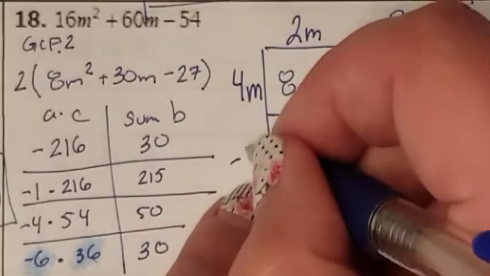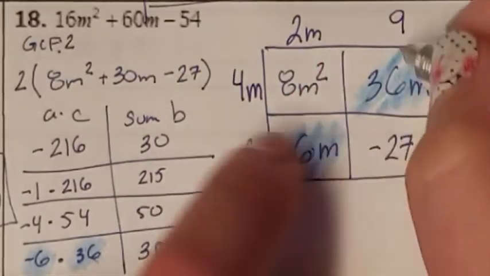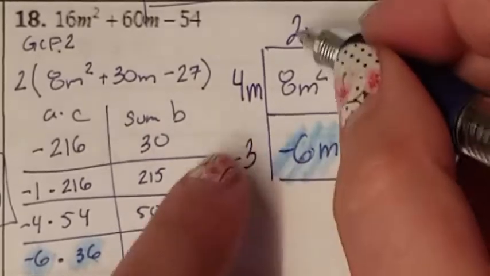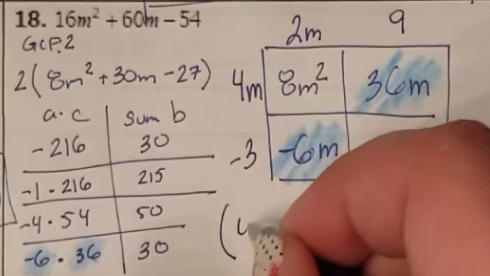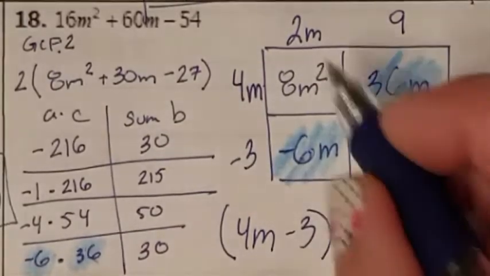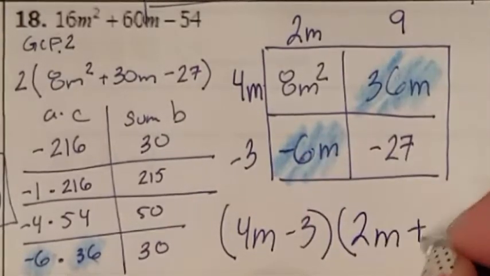9 times a -3 would give me the -27. -3 times 2M is a -6M. Now that I have my sides, I know my parentheses: 4M minus 3 and 2M plus 9.